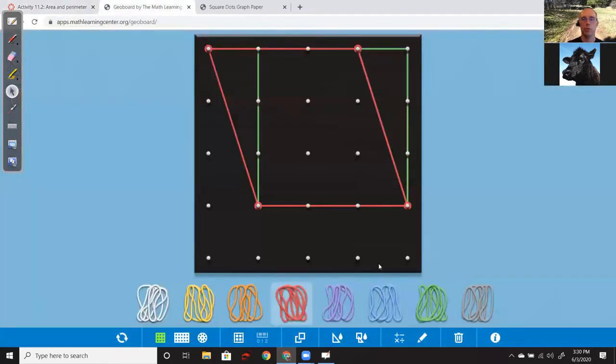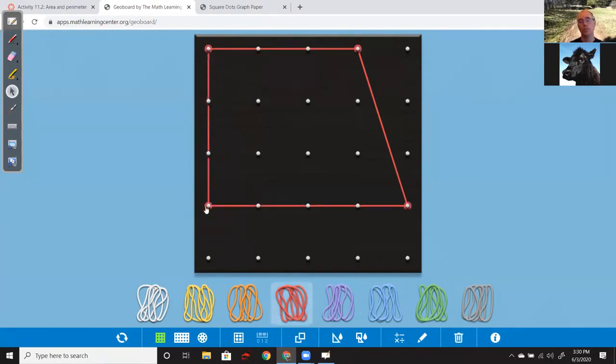So back to the geoboard. Let's get rid of some stuff here like that and this. So you could either make the same trapezoid as me or make your own. To turn this into a trapezoid, I could, for example, just move that point over here. And this is a trapezoid.